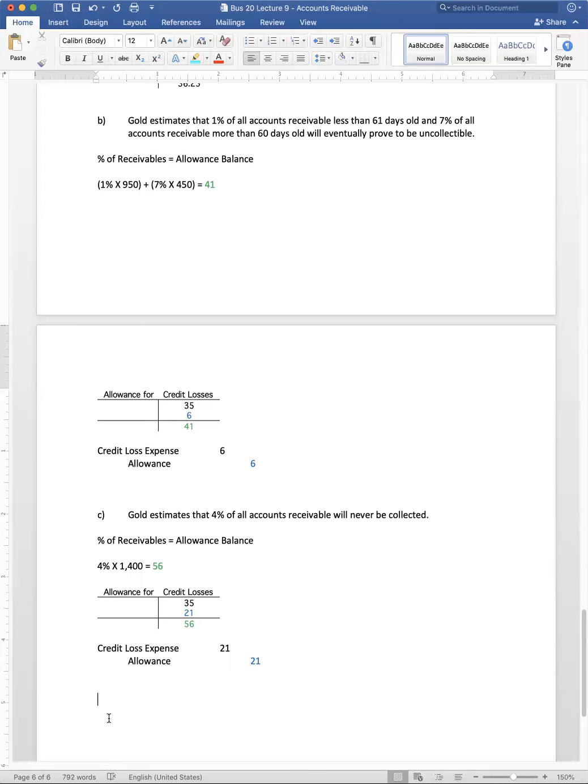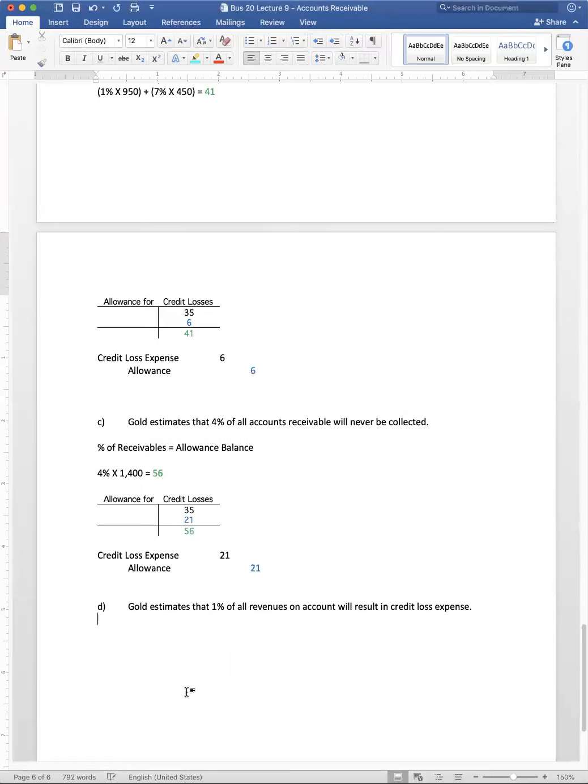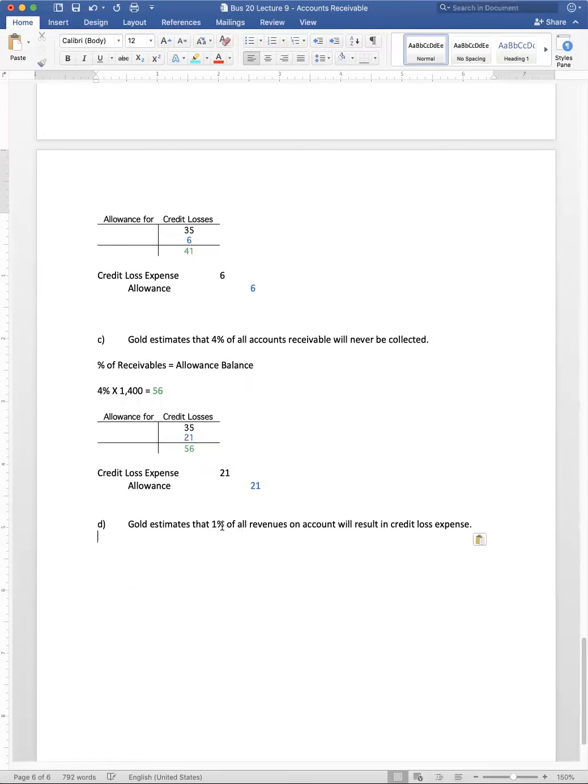Okay, last one here. So D. Gold estimates that 1% of all revenues on account will result in credit loss expense. Okay, step one, which method is it? Well, it's 1% of all revenues. So it's pretty clear it's percentage of revenues.